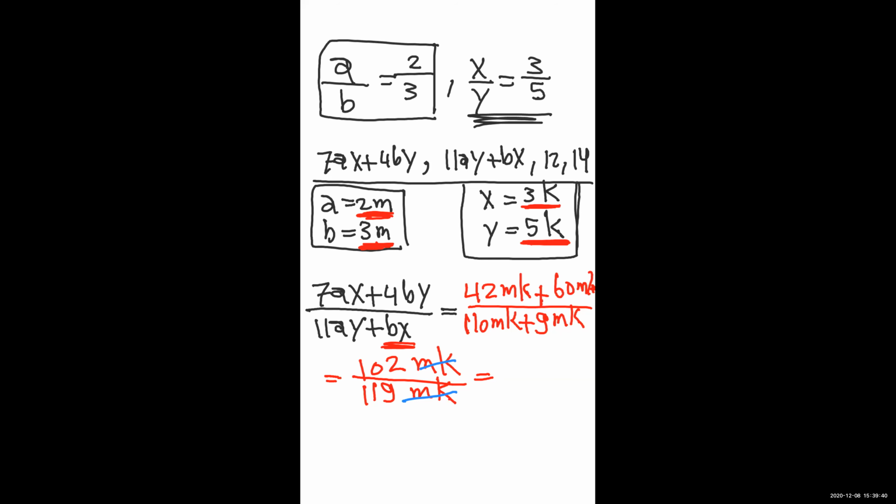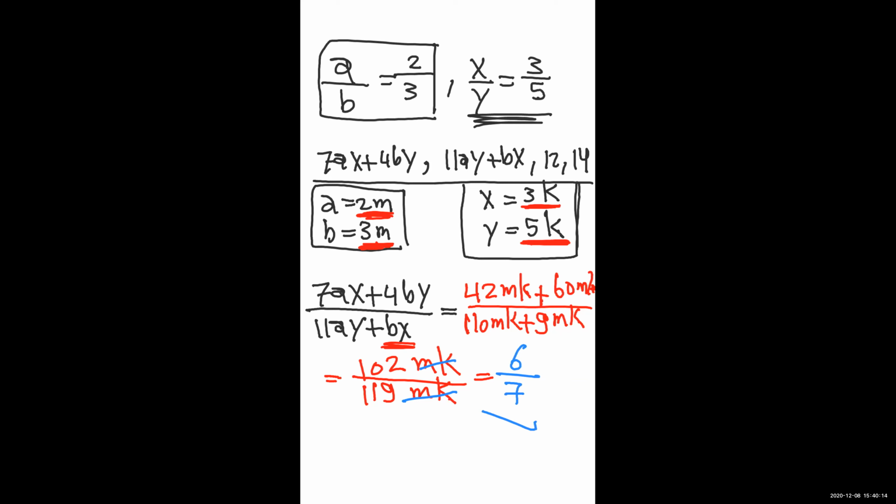First term 102. Yes, 17 as I said. So divided by 17, it will equal 6. And 119 divided by 17, it will equal 7. So now it will equal 6 over 7.